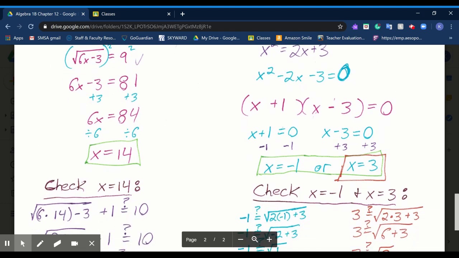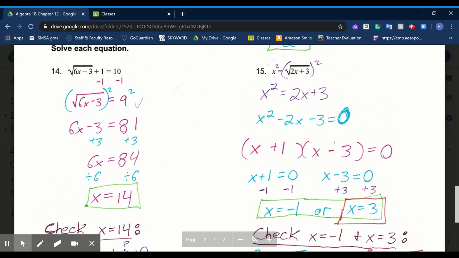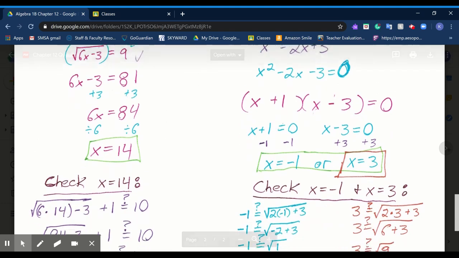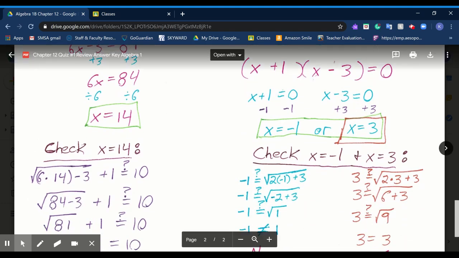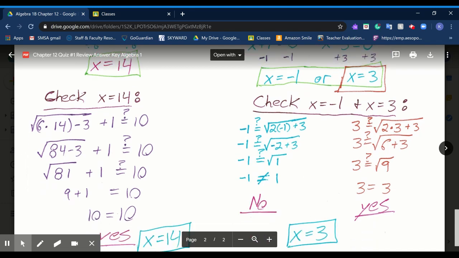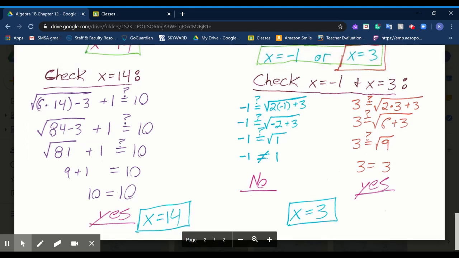Then we're going to take 14 and plug it back into the original equation to check the answer. So when we plug that back in, 6 times 14 minus 3 inside the radical. So 84 minus 3, which is square root of 81, plus 1. So 9 plus 1, 10 equals 10. So yes, x equals 14 is a good answer.